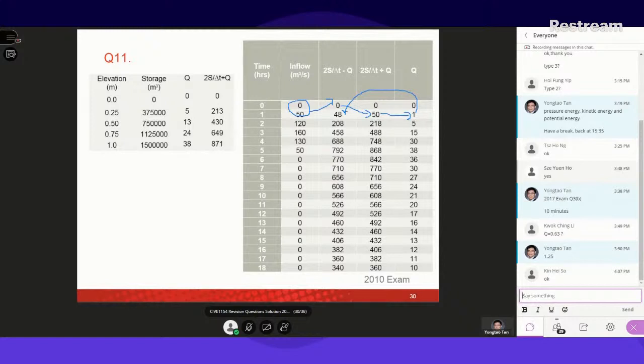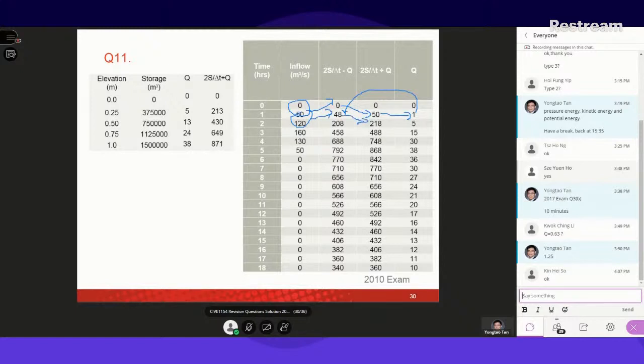50 minus 2 times 1. 2 times 1, so that is 48. Then we move to the next step, I2 plus I3. So we can get this plus this one, so we can get this one.